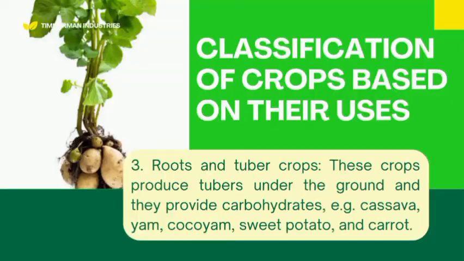Number three, you have root and tuber crops. These crops produce tuber under the ground and they provide carbohydrates. These are the crops that have their roots consumed by man. Not only man alone, even the animal can also consume the root, and they supply carbohydrates to the body when consumed. Examples of this crop are cassava, yam, cocoyam, sweet potato, and carrot. See, the leaf of this crop is not consumed, but the root is the one that is consumed by man and animal.